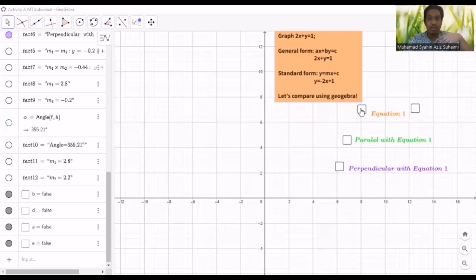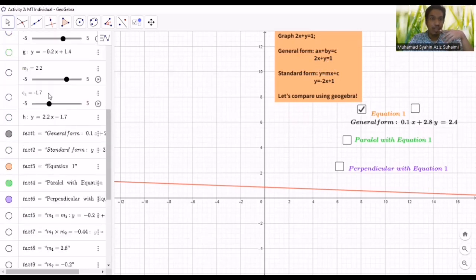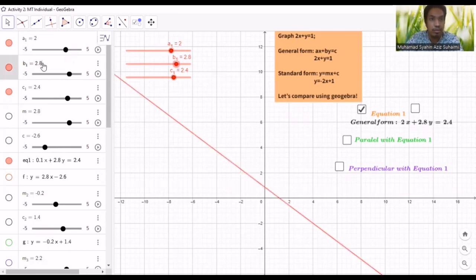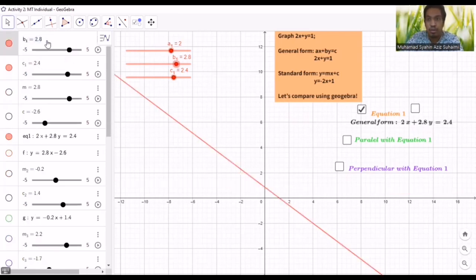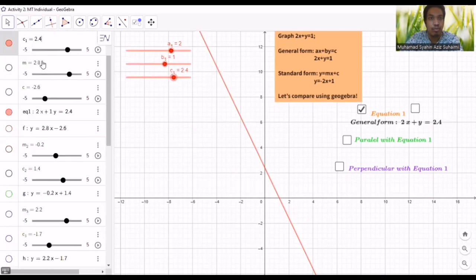For the first equation, ax plus by equal to c, this is the general form first. So 2x plus y equal to 1. Over here, a equals 2, and we get b equal to 1, and c equal to 1.